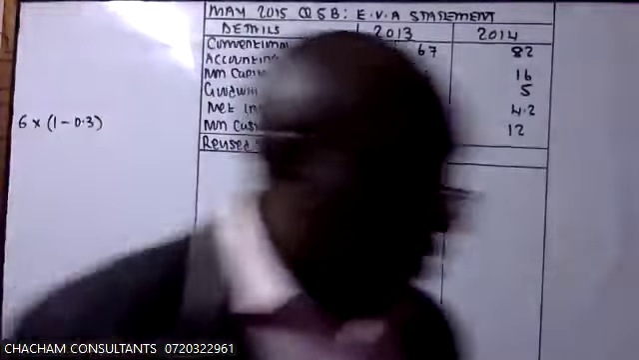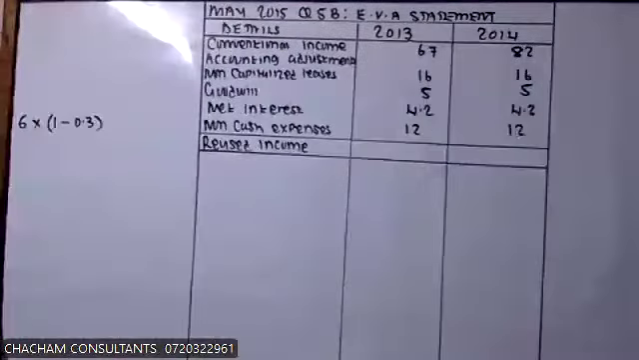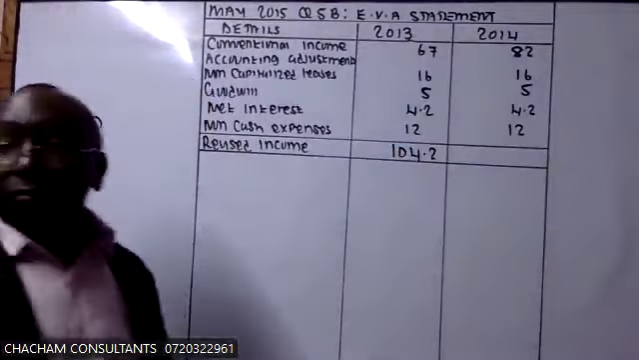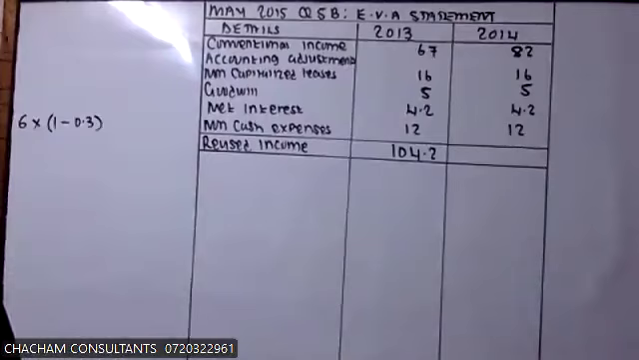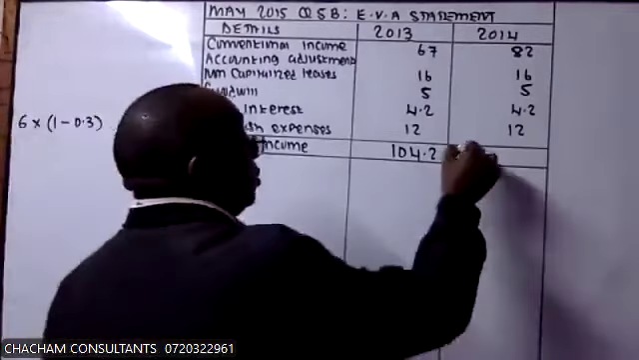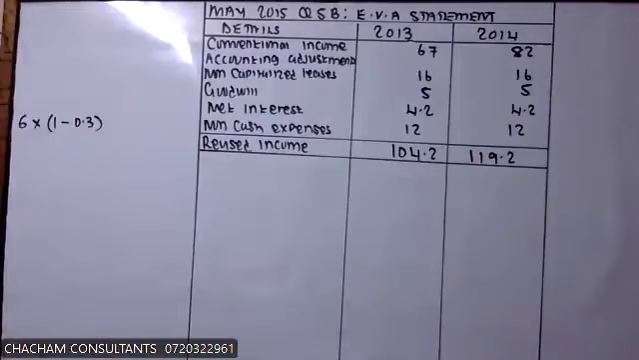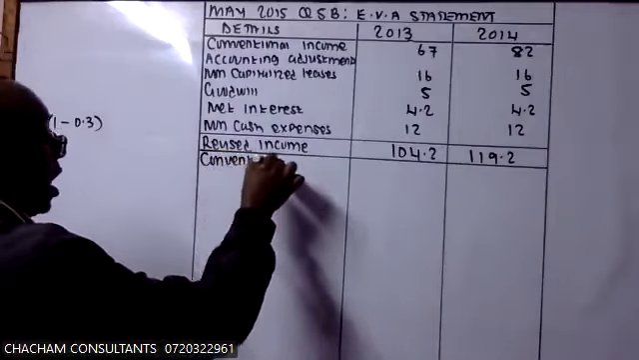So you are getting 104.2. The next one, oh, 119.2. From there now, you bring the conventional capital.